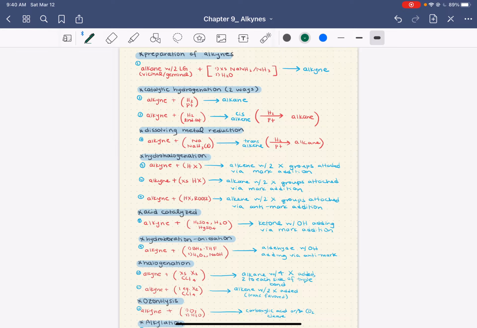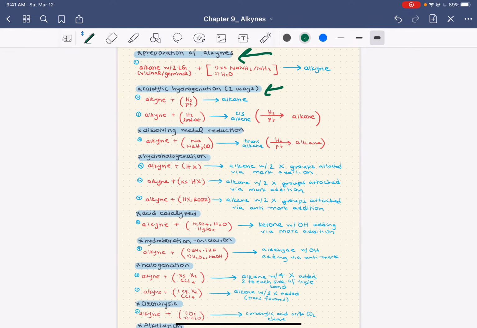Here, we're going to expand and discuss things that are very similar to chapter 8, which was reactions of alkenes. Here, we're going to talk about reactions of alkynes, so triple bonds. We're going to cover the following reactions in great detail: preparation of alkynes, catalytic hydrogenation two ways, the dissolving metal reaction, and hydrohalogenation.